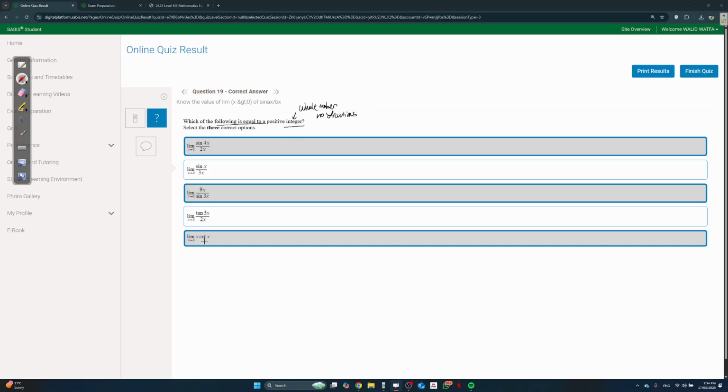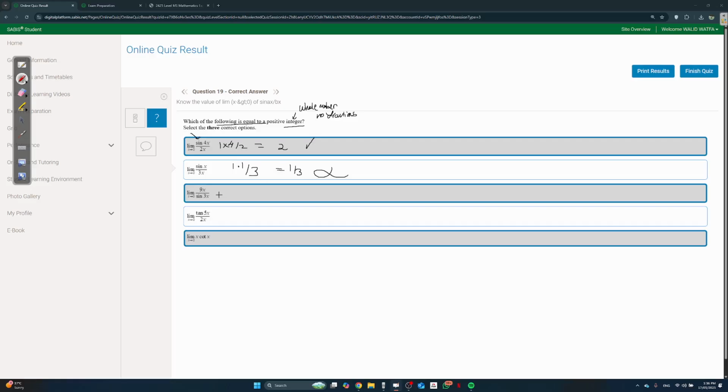So let's evaluate them one by one and take a look at them, right? Limit of sine 4x over 2x as x approaches 0. They're all approaching 0, so let's just use our rule. 4 times 1 divided by 2, right? Here you do 1 times 4 divided by 2, which is 2. Is that an integer? Yes. Here you have 1 times 1 divided by 3, right? Which is 1 over 3. Is that a positive integer? Is that a whole number? No.